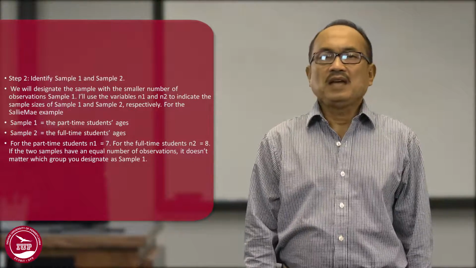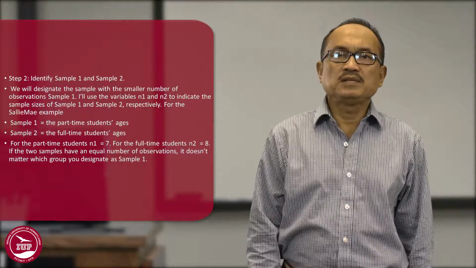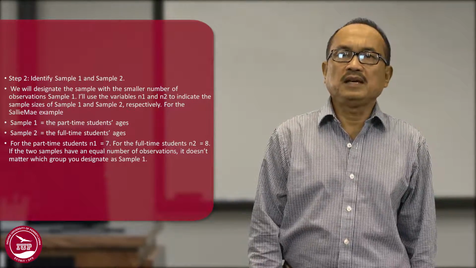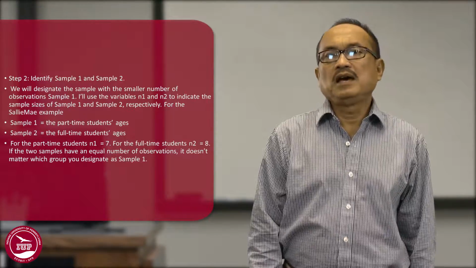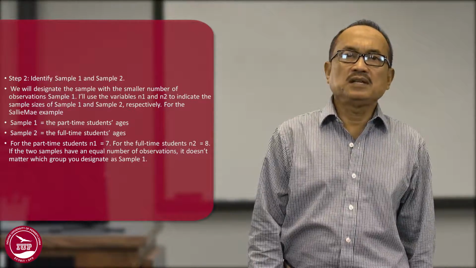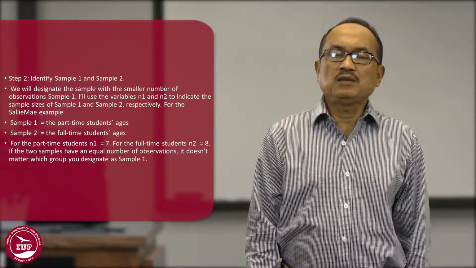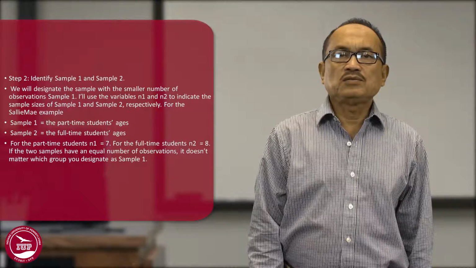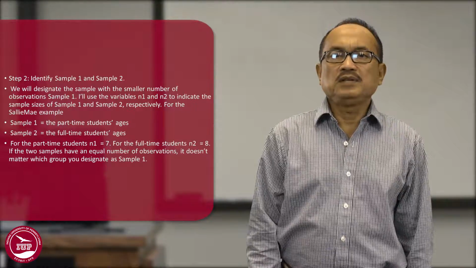Step 2. Identify sample 1 and sample 2. We will designate the sample with the smaller number of observations as sample 1. We will use the variables n1 and n2 to indicate the sample sizes of sample 1 and sample 2, respectively. For the Sallie Mae example, sample 1 is the part-time student age, and sample 2 is the full-time student age. For the part-time students, n1 is equal to 7. For the full-time students, n2 is equal to 8. If the two samples have an equal number of observations, it does not matter which group you designate as sample 1.